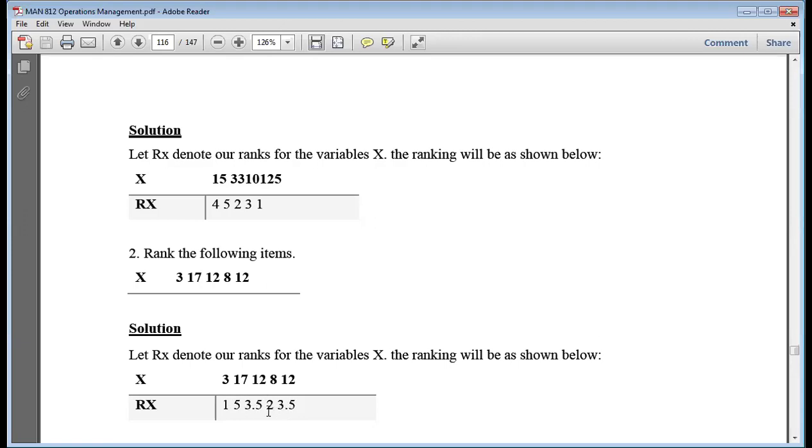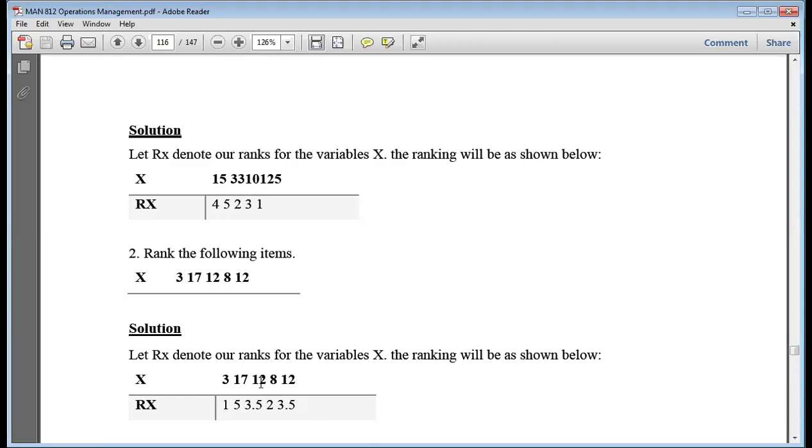When you add these two now, what will it give you? 7. It will be 7. You will divide it by 2 to get 3.5, 3.5, because it occurred in 2 places.